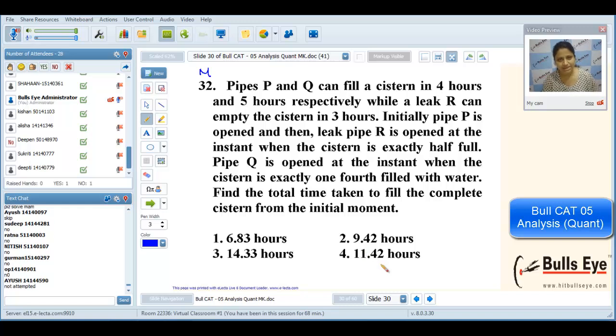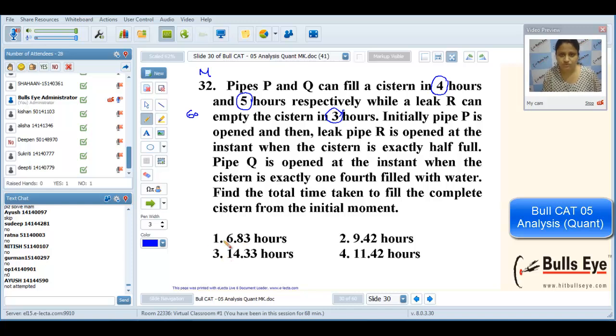Whenever you have any question on time and work or pipes and cistern, suppose you are not comfortable in these types of questions. Whenever you find this type of question, you observe all the numbers used in that question. We are getting 4, 5 and 3. You take any multiple of these, 4, 5 and 3. Can you say 60? You take 60 as the capacity of the tank. It will be an easier approach.